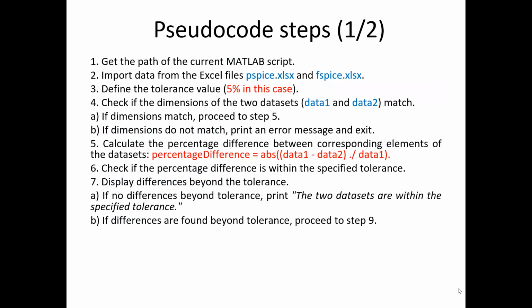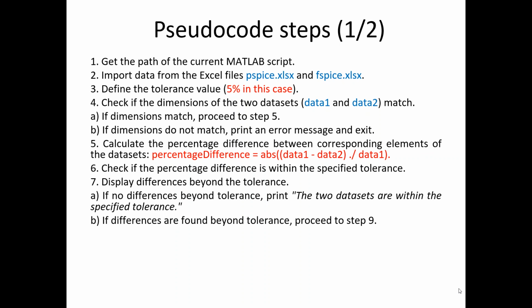So, the next step, after understanding the background and the introduction, kailangan i-lay down natin yung pseudocode steps before natin magawa yung MATLAB script. So, yung una, kailangan muna you get the path of the current MATLAB script. That is very important when you make use of MATLAB. So, make sure na lahat naka-compact yung directory doon sa command window. And then we import the data from the Excel files, diba? So, meron kang dalawang ipiprepare na Excel file, isang PSpice and FSpice. And then we also define the tolerance value, in this case 5%.